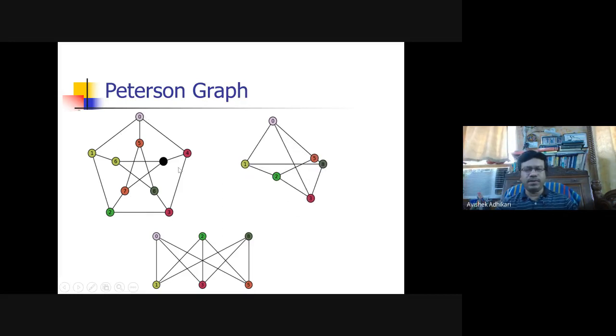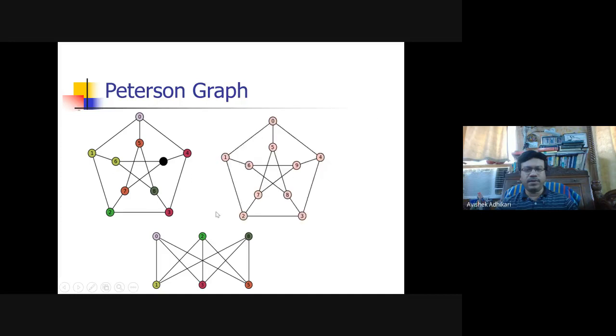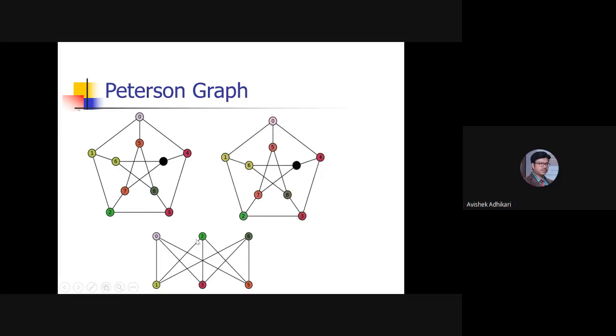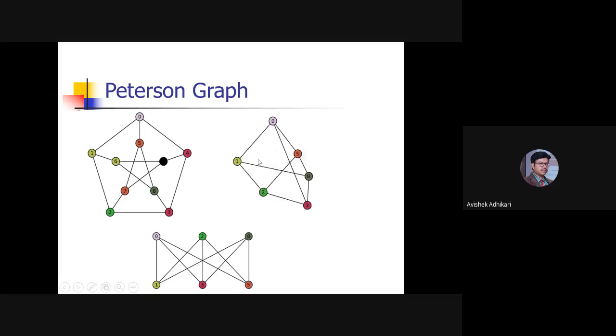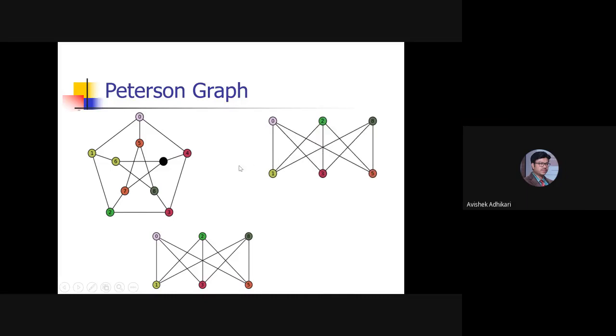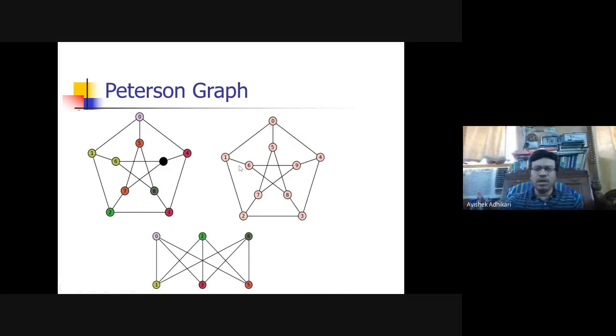So you can understand now that this Peterson graph contains K33 as a subgraph which is embedded inside it. It does not contain K33 directly, but by merging vertices, you can ultimately come up with K33. So the Peterson graph is not a planar graph.